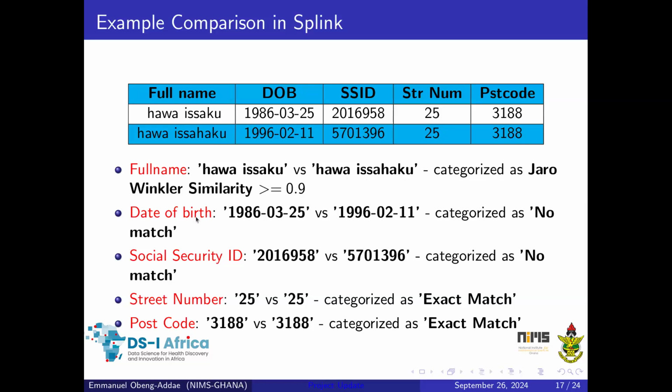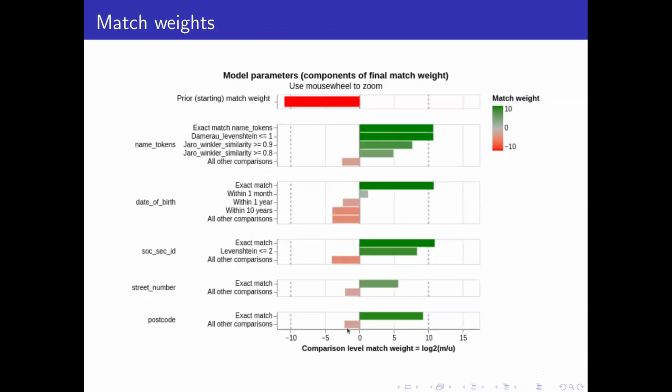Then we look at the dates of birth, and we realize that the dates of birth are very, very different, so they are categorized as no match. Same for the social security ID. And then when we look at the street numbers, we realize that they've been categorized as an exact match because they are the same, 25 versus 25. And for the postcode as well, it was categorized as an exact match because they are the same thing. So this is one of the graphical outputs of Splink.